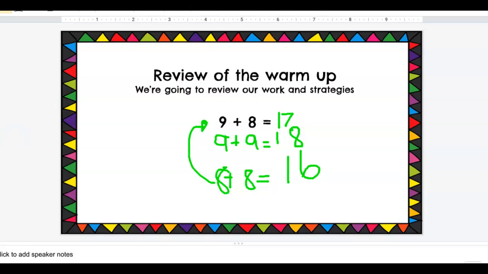So hopefully your 3 warm-up number sentences look the same as mine and you were able to show your work. If not, go back and correct it now that you're looking at this, okay?